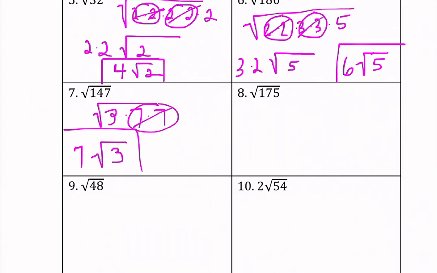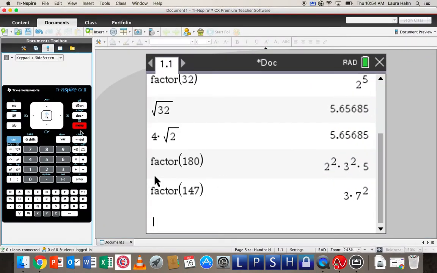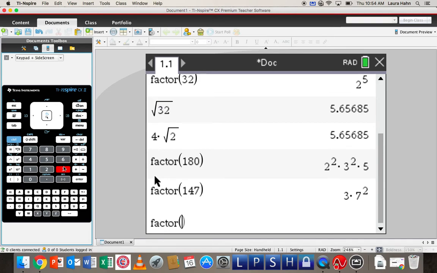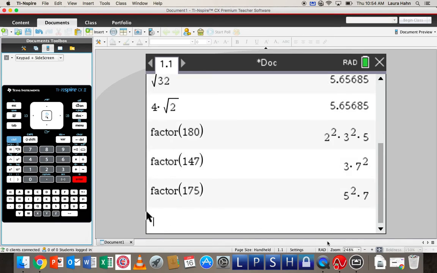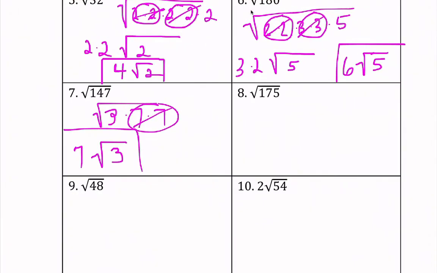Okay, let's repeat that process with the square root of 175. Menu, number, factor, 175. So this is 5 squared, so I want 2 5s and a 7. So we're going to decide who can escape. They have a partner, so they can escape.